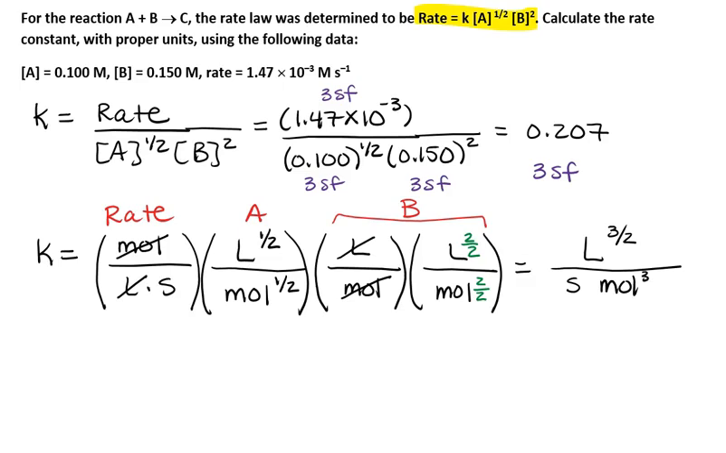And then I can combine the moles and liters into molarity. In this example, because the moles is in the denominator, that means I will write this with a negative exponent. And so I end up with molarity to the -3/2 times seconds to the -1. So my final result for k is 0.207 molarity to the -3/2 seconds to the -1.